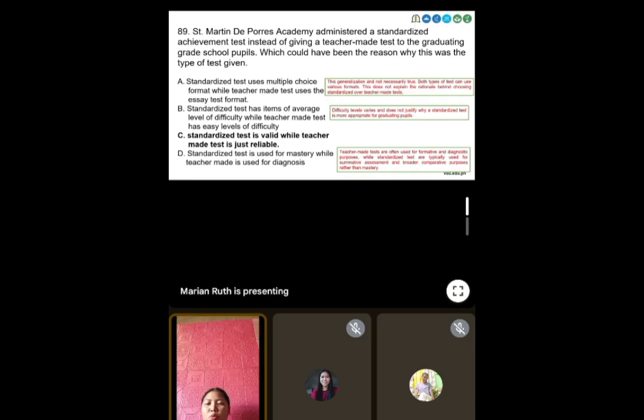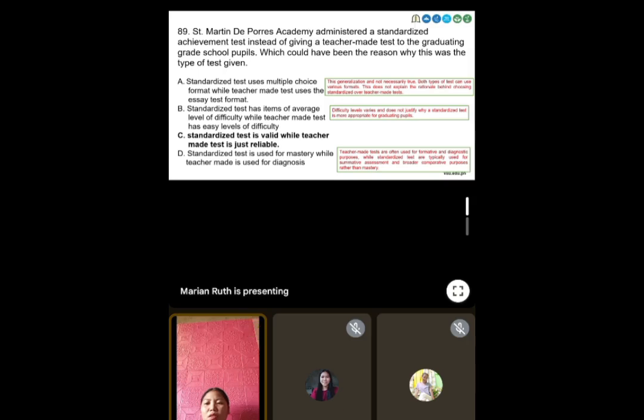Letter D is also not the correct answer. It's because teacher-made tests are often used for formative and diagnostic purposes, while standardized tests are typically used for summative assessment and broader comparative purposes rather than mastery. So the correct answer is letter C. Standardized test is valid while teacher-made test is just reliable.